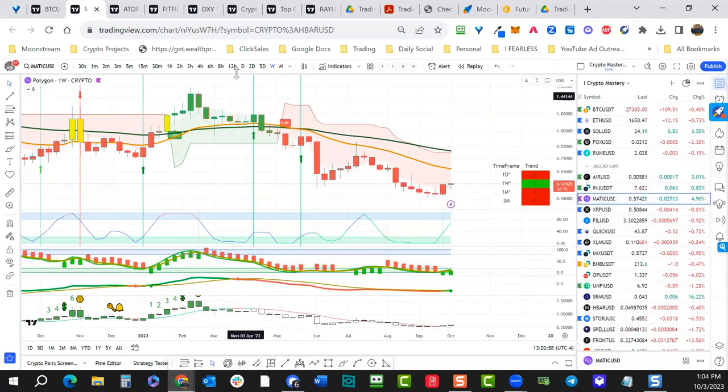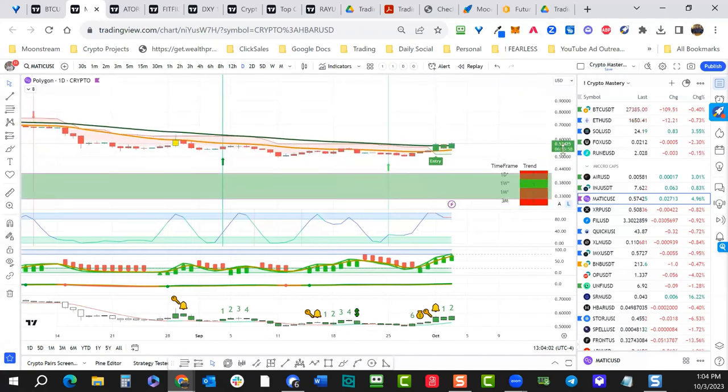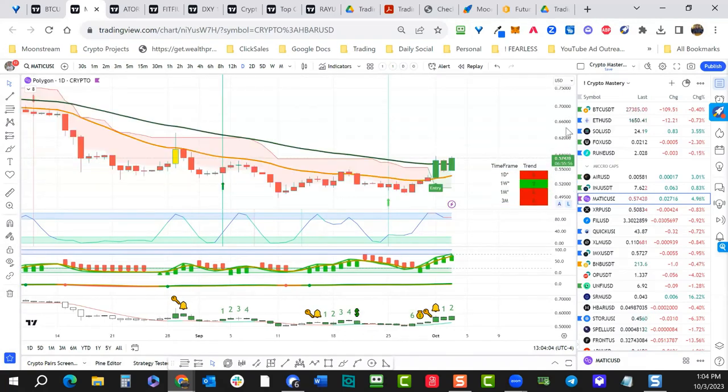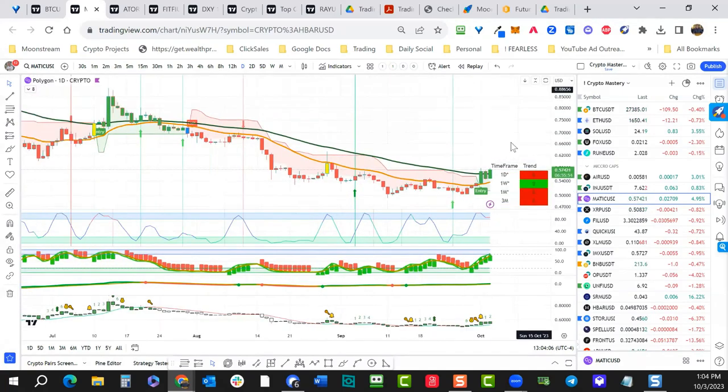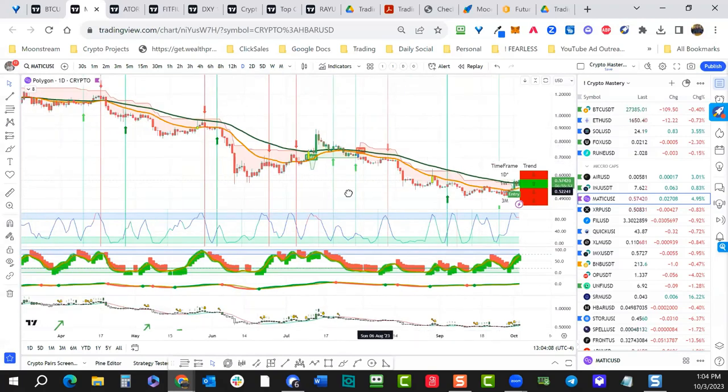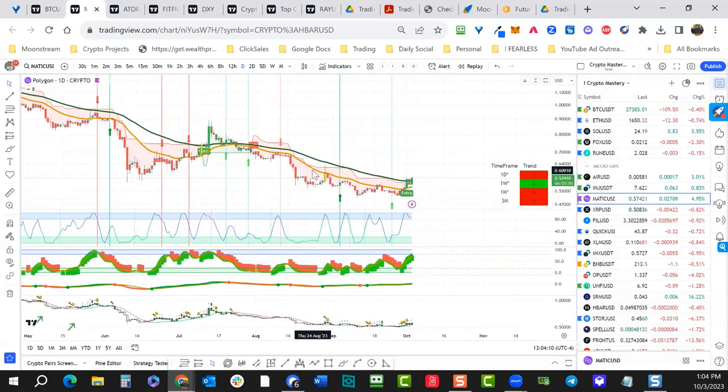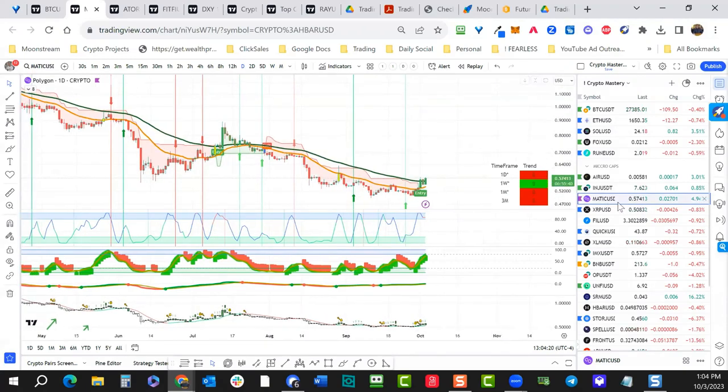Polygon Matic, not so good on the weekly. Looks like it's trying to break up higher there, but let's see. Daily looks a little bit overbought, kind of getting bullish though on the average true range. So we are looking for a confluence of signals. I'd really want to see this back above this area, and the 21-day EMA crossing above the 50.